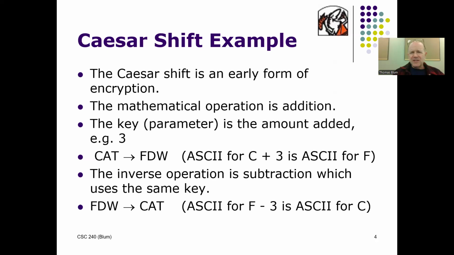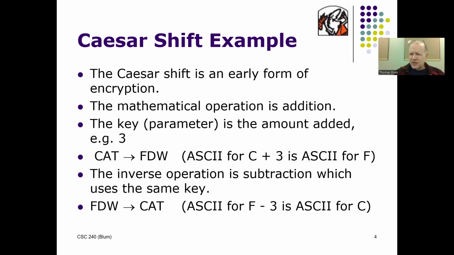Okay, so a simple example of this is the Caesar shift. So we can take a message and break it up into individual characters, letters, and we can think of those letters as numbers, either by their position in the alphabet or the ASCII code for the letters. And then we can perform a mathematical operation on that. In this case, the mathematical operation will be addition. And let's say that our key, the parameter we talked about, is a 3. So I will take, say, a word like cat, and I'll take the C and I'll add 3 to it. So C will move to D, will move to E, will move to F. And so cat will turn into FDW.